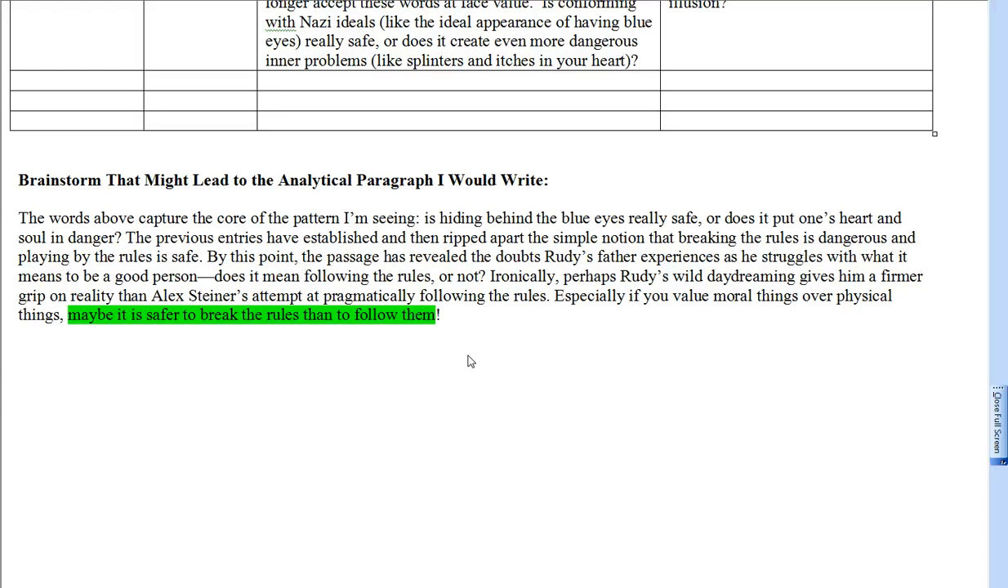So I just walked you through how I went from observing stuff to starting to see a pattern. The next step would be to go ahead and write the paragraph and make moves like pointing to quotes.